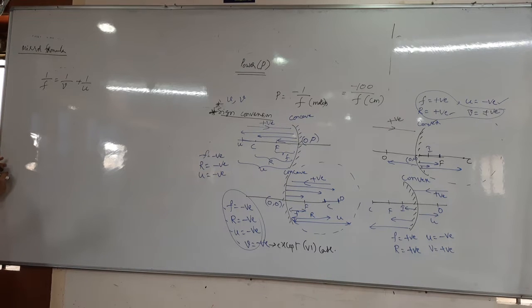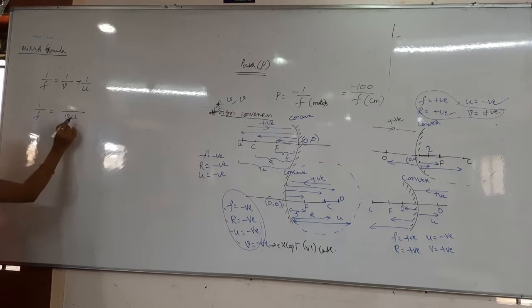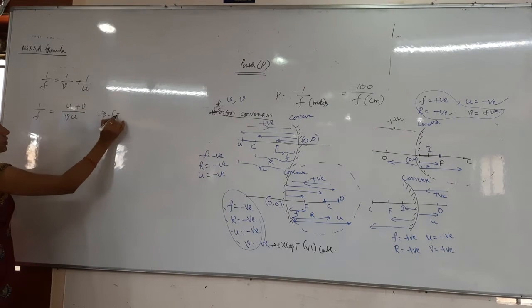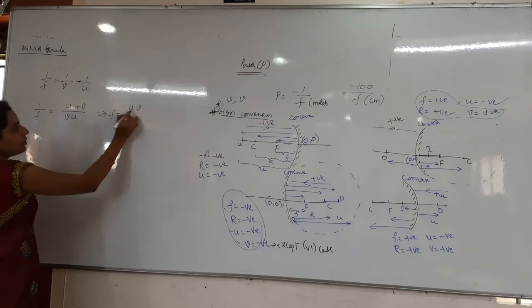Why? Because for taking LCMs and all, you will take more time for this. So I want to find the focal length first. What I can do here, 1 by f is equal to, what is the LCM here? uv, and then u plus v. Now focal length f is equal to what I can write? uv by u plus v.